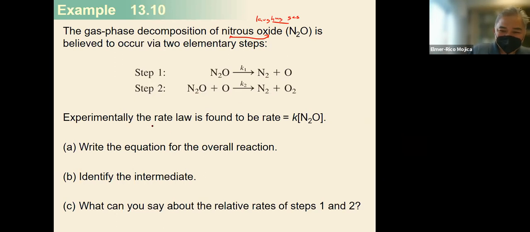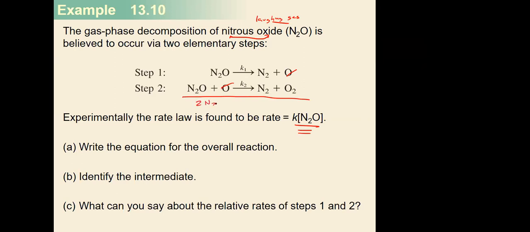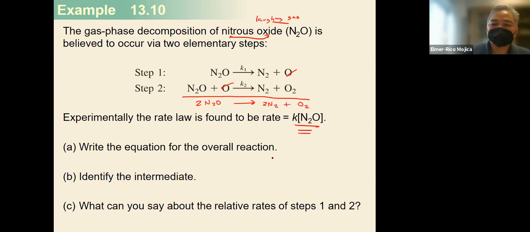Now, they found out that the rate law is this. So you are asked the following question. What is the equation for the overall reaction? So what you do is, you add them. So what is cancelled out? Oxygen atom. And you end up with 2N2O producing 2N2 and oxygen. So that's the overall equation.